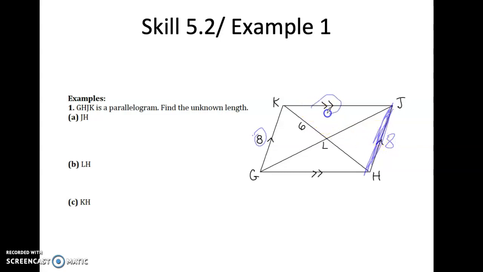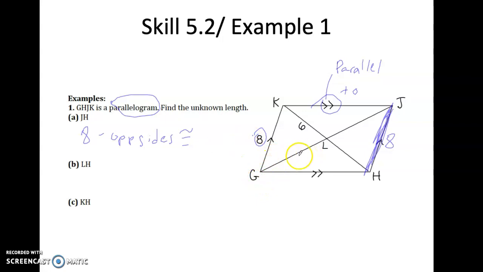And by the way, when you're looking at a diagram, this symbol means parallel to. And I also like to give you what type of shape it is in the problem too, so you can read the text. So if you know your property, that 8 comes really quick, and that's because the opposite sides are congruent to each other.